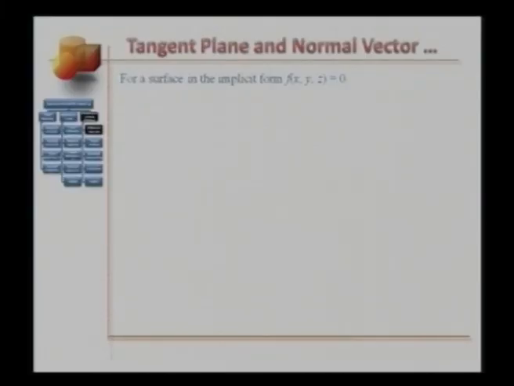Let's see what happens for surface patches given in implicit form. In other words, for equations f of x, y, and z equals 0.